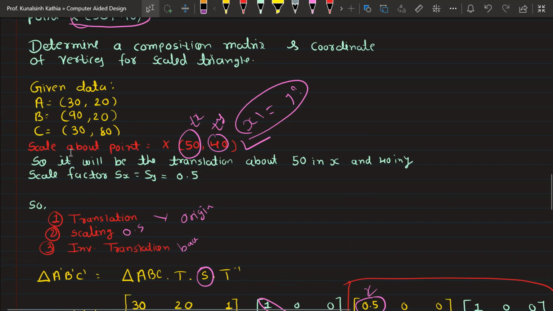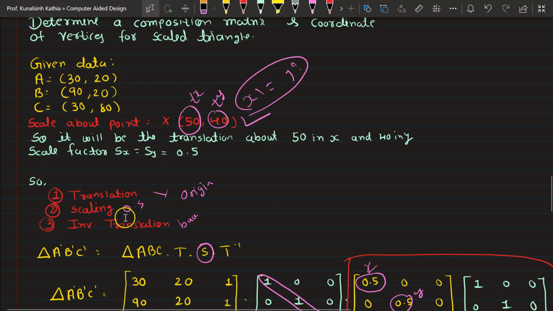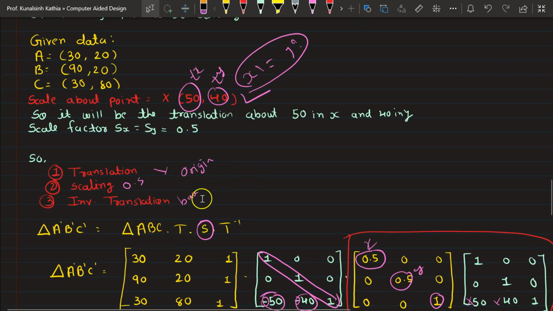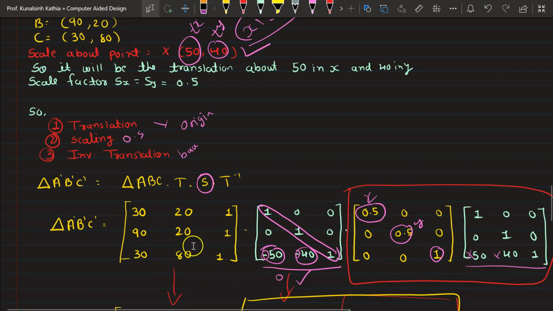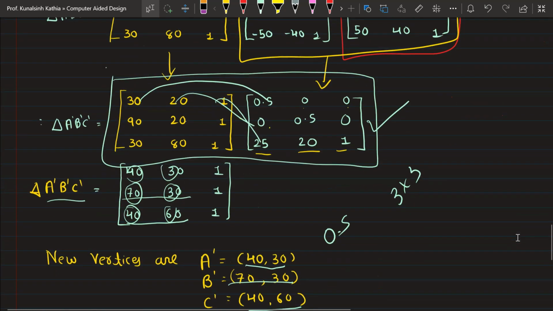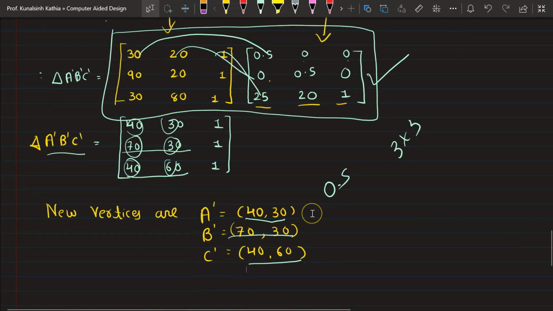Just to revise what we have done today, they asked to scale down the triangle by 0.5. So first we have translated our triangle to the origin, then scaled by 0.5 and then translated back. The standard equation is original triangle, translation matrix, scaling matrix, inverse translation, and then I have solved this. So this will be the final answer.